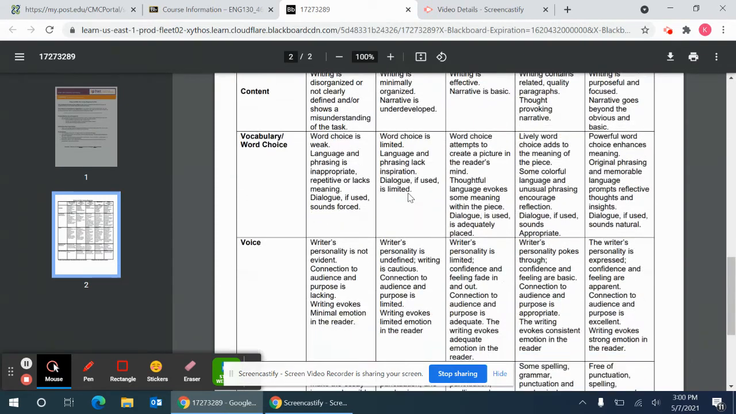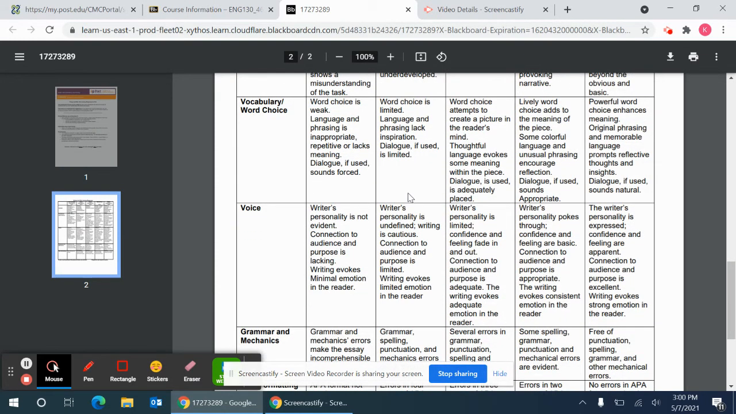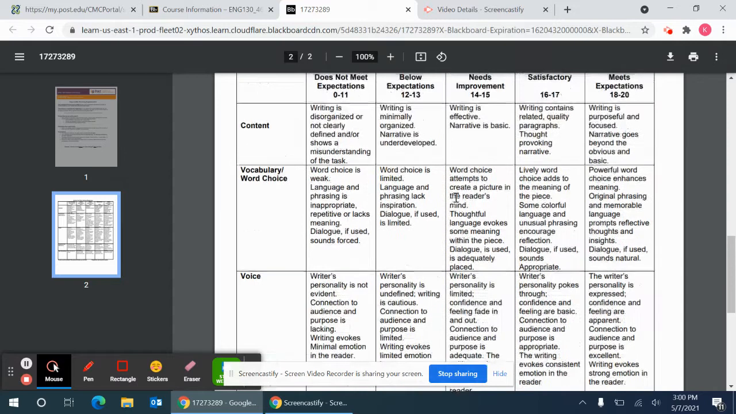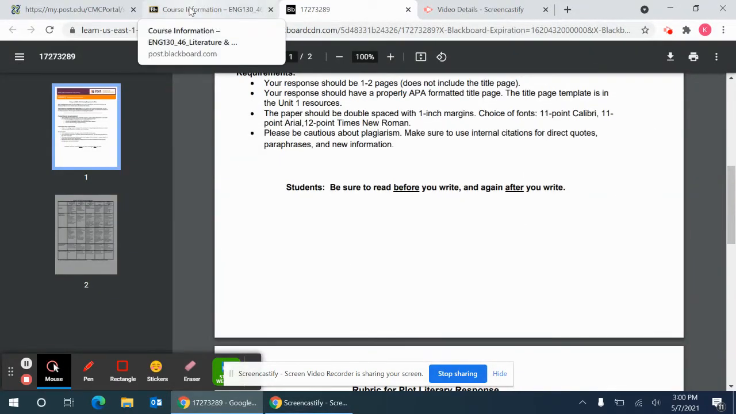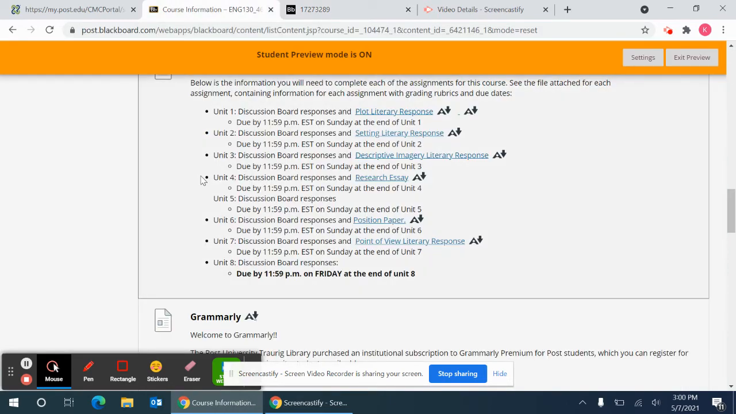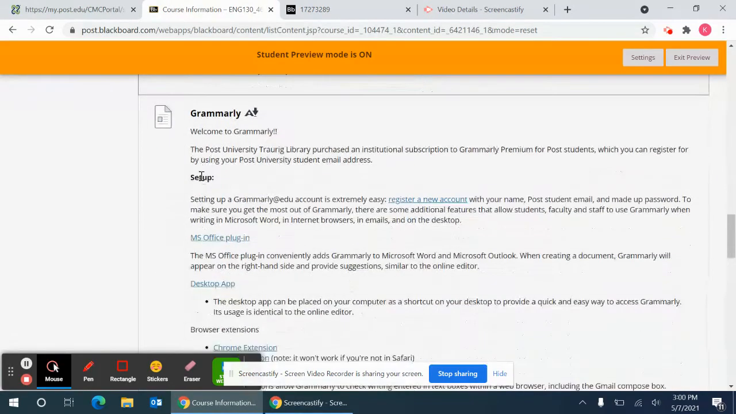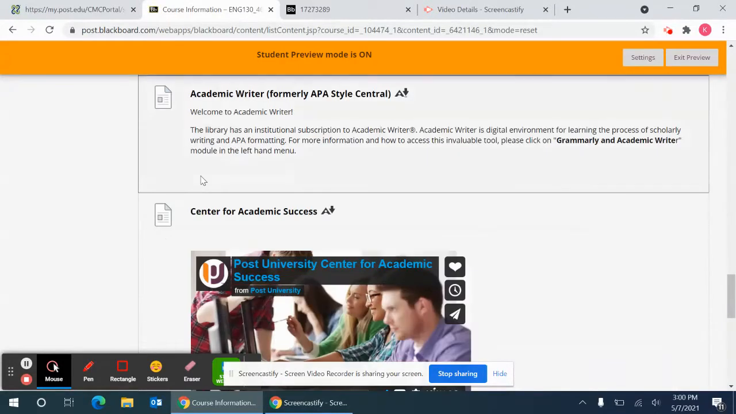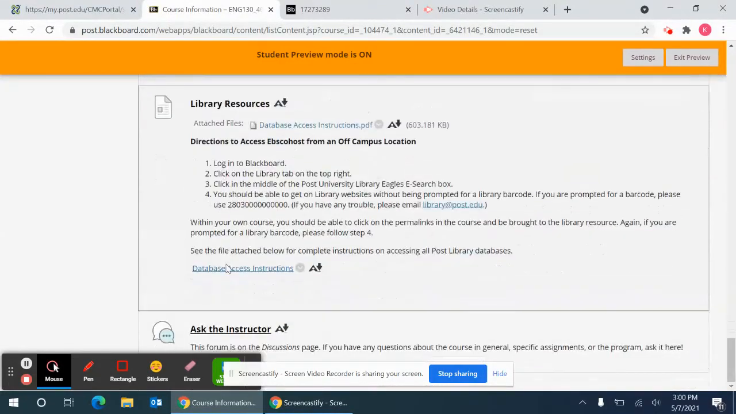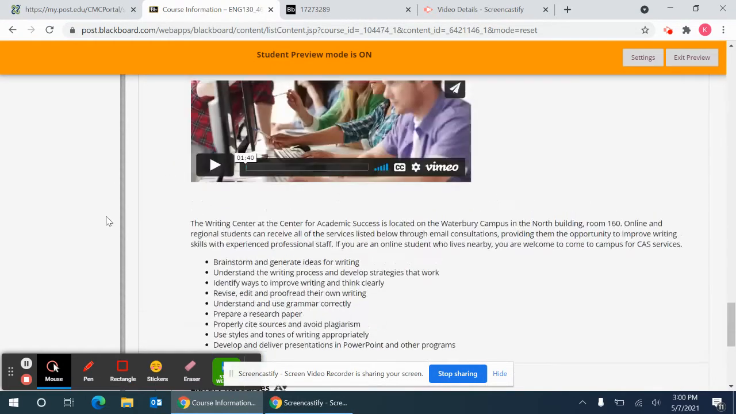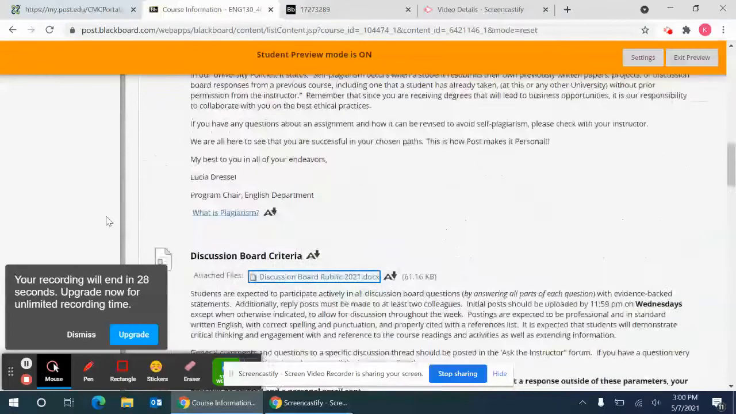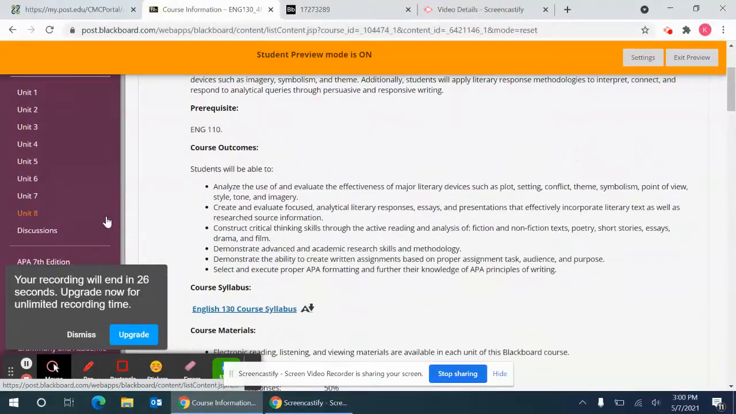So what I always suggest for my students is to read the rubric, write, and then compare what you've written against the rubric. And you should be able to determine if there's anything that you haven't included or that you need to go back and revise. And then if you go back to Blackboard, you will see a variety of other resources. We have Grammarly, Academic Writer, Center for Academic Success, how to get into the library, the Ask the Instructor forum. So there are so many ways to get support and to get help.